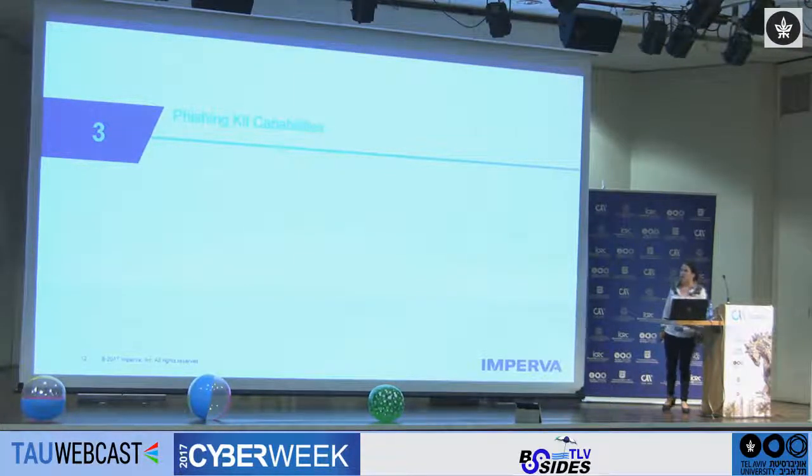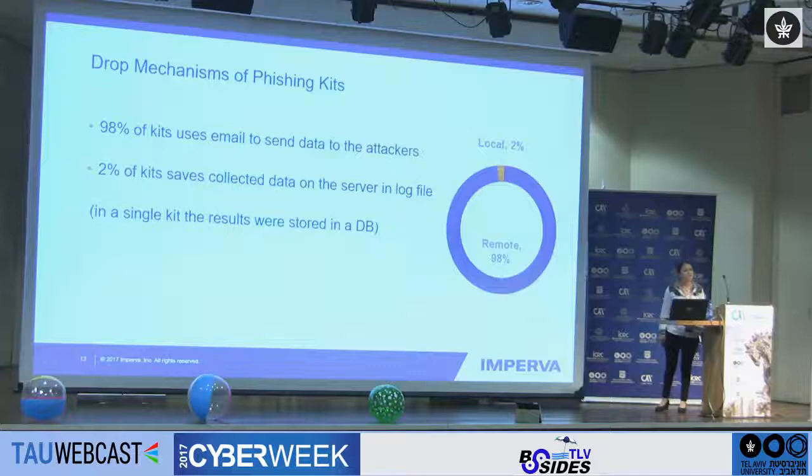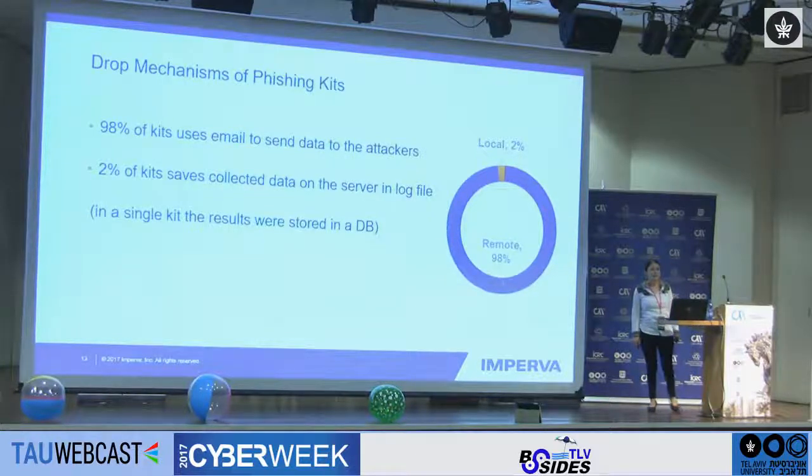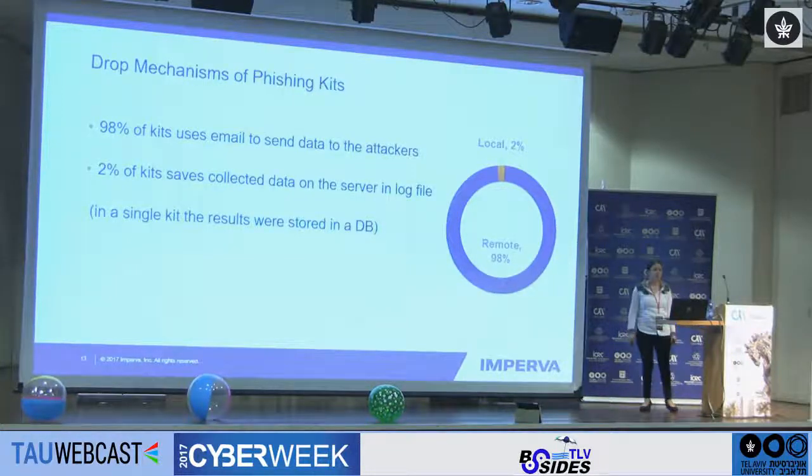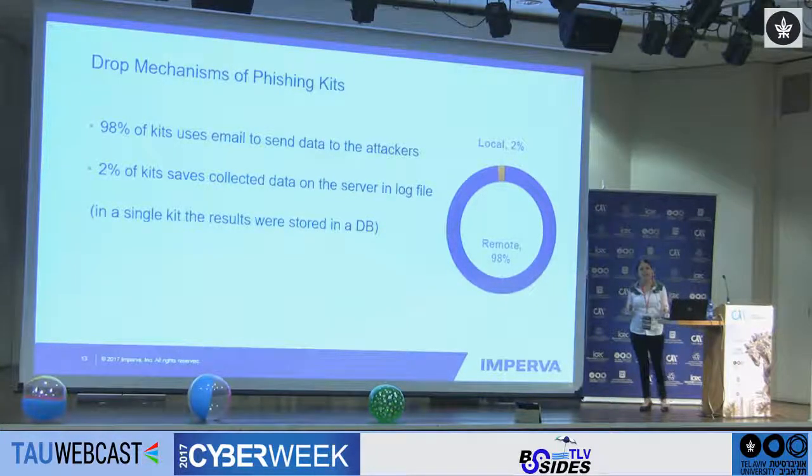After we saw an example of a Google Doc phishing kit, I will present the main capabilities of the kits. One of the main functions of phishing kits is to automatically send the collected credentials or valuable data to the attacker. The vast majority of kits use email accounts to send the data to attackers. Only 2% of kits save the collected data on the server locally in a log file or in a local database.